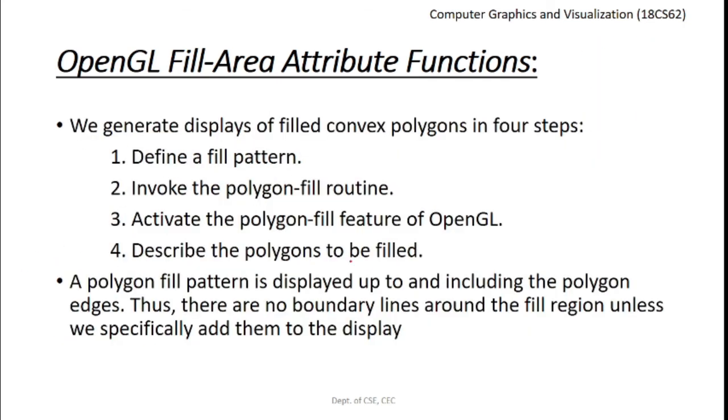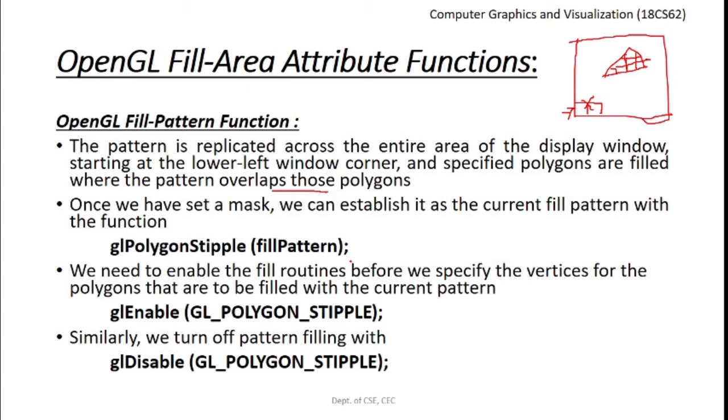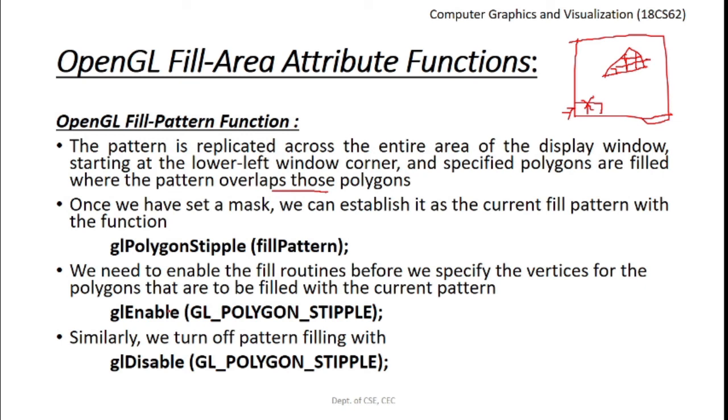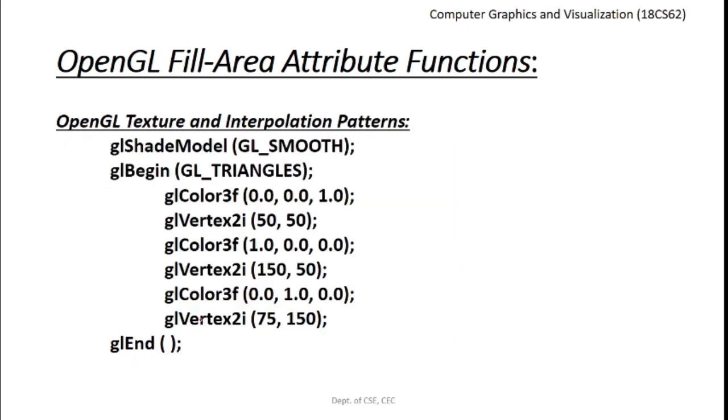At the end, the last step is to describe the polygon. How do we define the polygon? Using the function glBegin, with the name of the polygon, GL_POLYGON. We specify a bunch of vertices and glEnd, right? That is how we define the polygons. So first, create a pattern using the GLubyte data type of OpenGL, a 32 by 32 bit mask. Then define the fill pattern function, invoke the polygon fill routine, enable the polygon filling feature, and then describe the polygon.